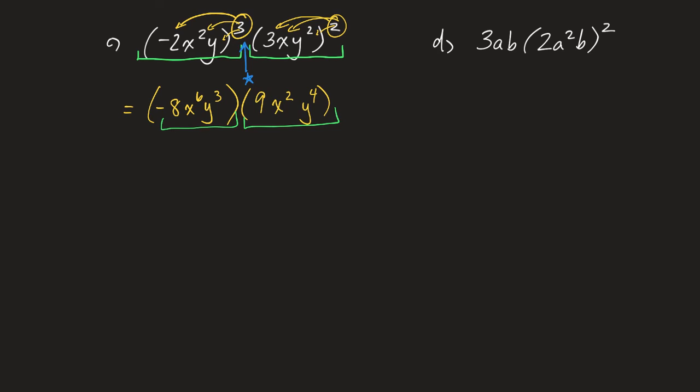Okay, we're going to finish off this problem. I am now multiplying monomials, so I deal with my coefficients, then I deal with my variables. So my -8 times my 9 is a -72. X to the 6th times x squared is an x to the 8th. Y cubed times y to the 4th is a y to the 7th. And there we go.